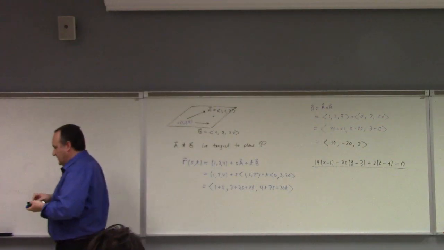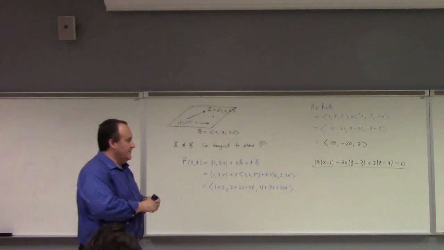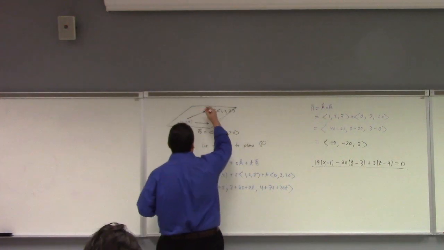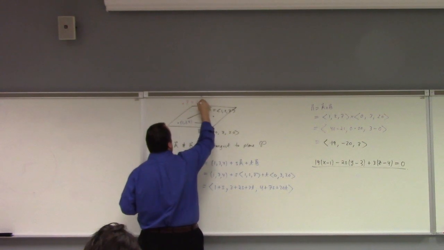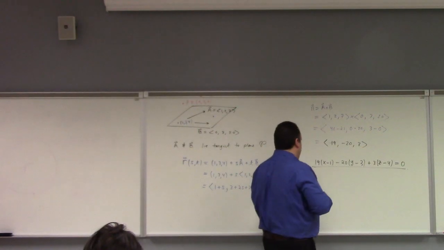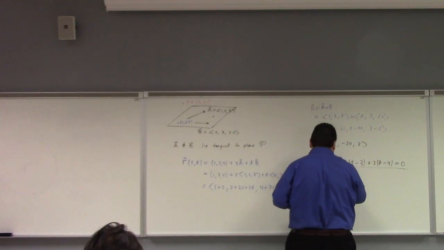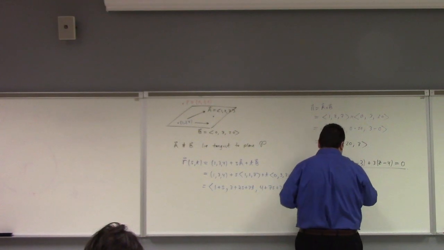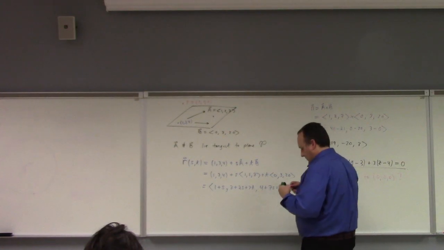Another question we often ask relative to this discussion is how to find the point on the plane closest to a point off the plane. So what if I put the point, say here, 0, 0, 0. Find the point on the plane closest to 0, 0, 0. How would you do that?